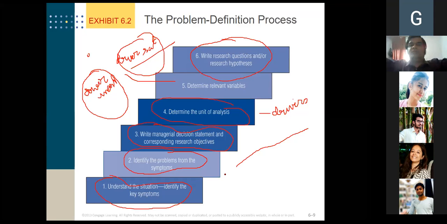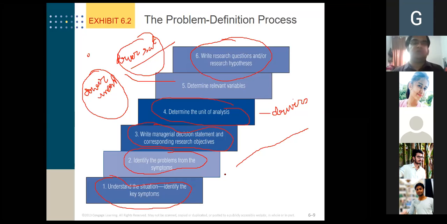The total process of problem definition, is it clear? Any question? Please ask now. Ask now if you want to ask. Sir, please explain the third point of this category. Yes, the third point.